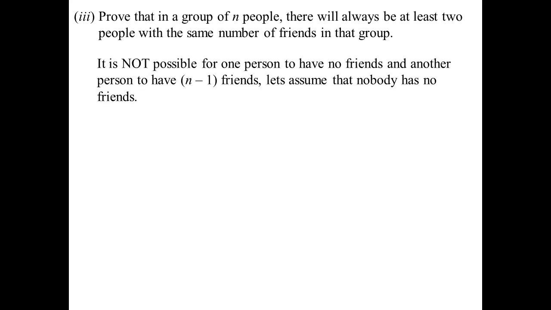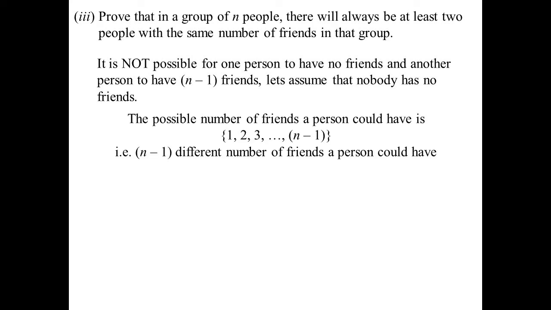It's not going to be possible for one person to have no friends and another person to have n-1 friends. That would be impossible. Okay? Because if someone had n-1 friends, then they must be friends with every other person in the group. So then it would be impossible for someone to have no friends because they're friends with that person that has n-1. So it's either 0 friends we discount or n-1 friends. We know one of those possibilities can't happen. I'm discounting the no friends because everyone's got a friend, surely.